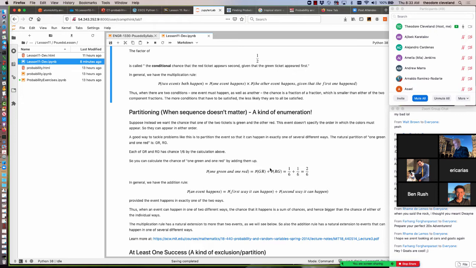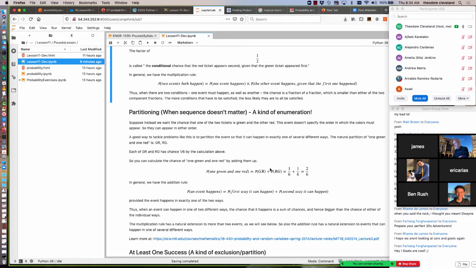So that produces what's called the addition rule, and it's stated as the probability that an event happens is equal to the probability of the first way it can happen plus the probability of the second way it can happen. And that's provided that the event happens in only two ways. And we can extend this to multiple ways to achieve an outcome as long as each way is unique. So the first way and the second way can't be identical, because then we're double counting probabilities and we will estimate the wrong value.